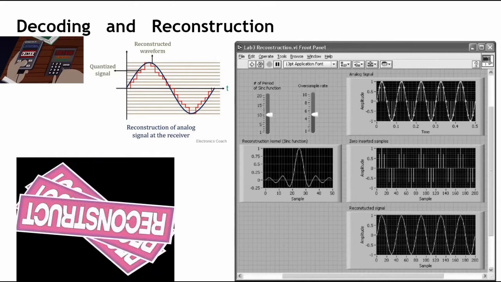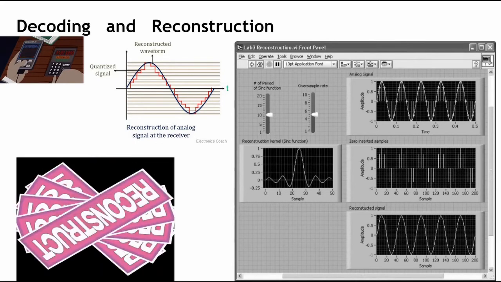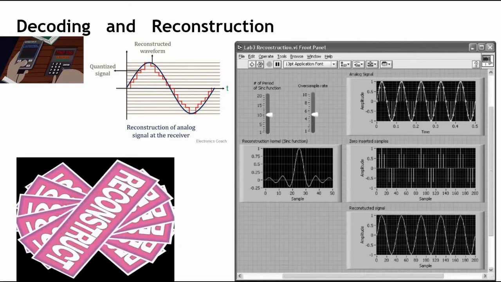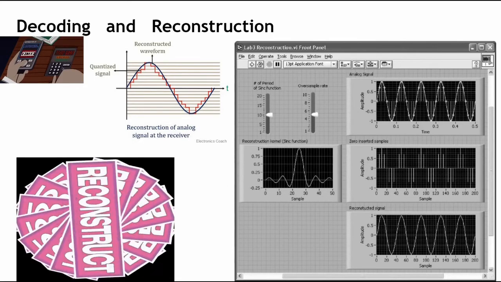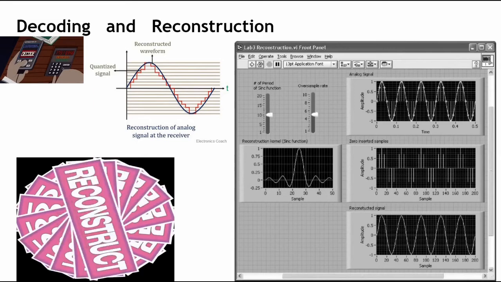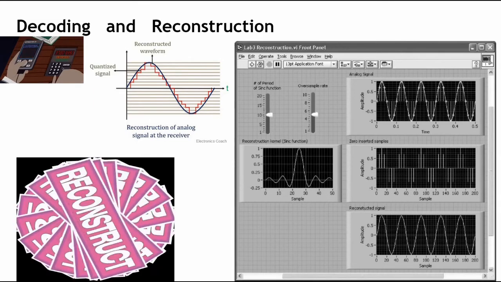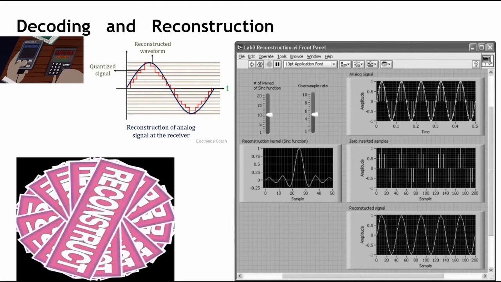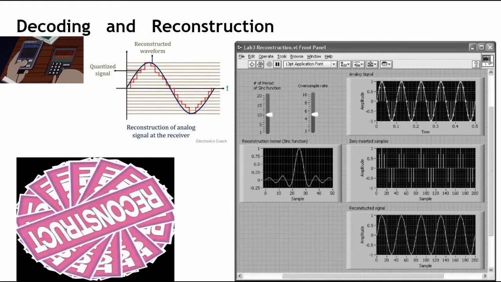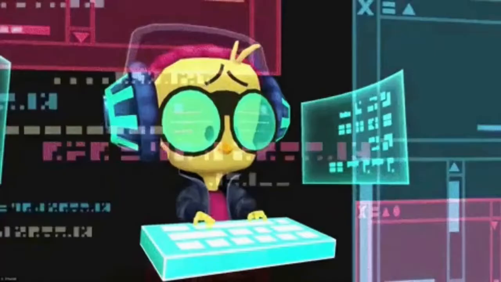A perfect message reconstruction is hence impossible in PCM, even when the channel noise is absent. The sampling, quantization and encoding introduce permanent errors that appear at the receiver as quantization noise in the reconstructed message signal. You can see the decoded signal and the reconstructed signal in the figure shown.